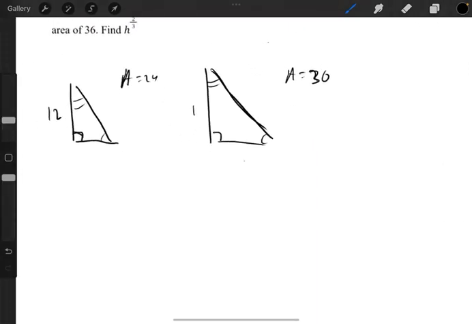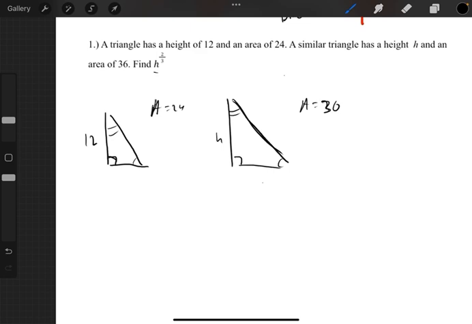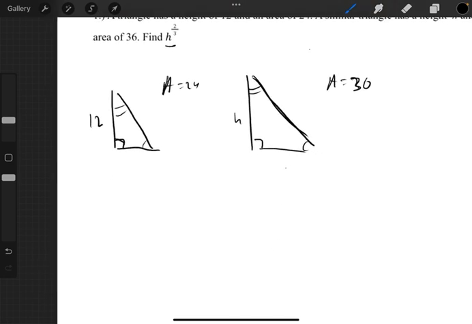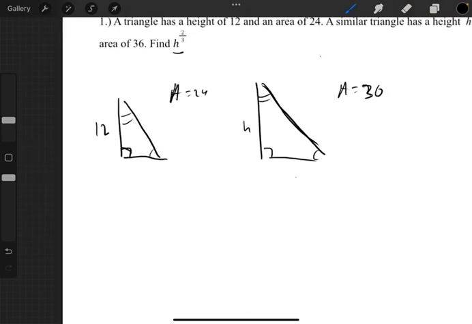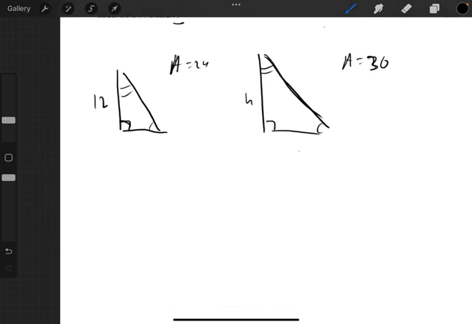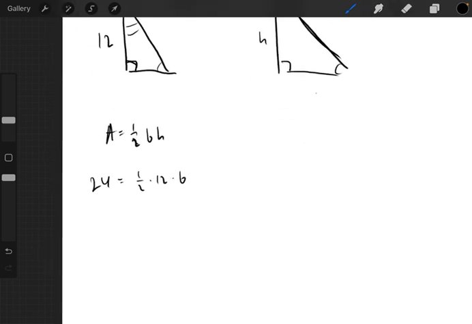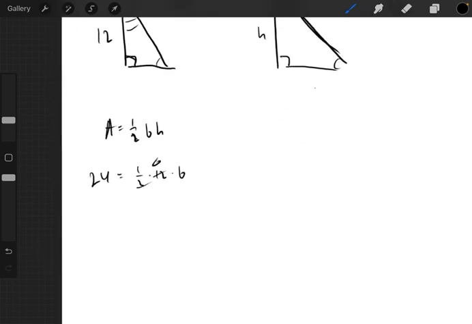Now, first I'm going to solve for h manually, how you normally would. The height is 12 and the area is 24. Area equals 1/2 b h, so 24 equals 1/2 times 12 times b. You solve for b, and you get 3 equals b. That's not right. 4 equals b. I suck at arithmetic. 4 equals b.